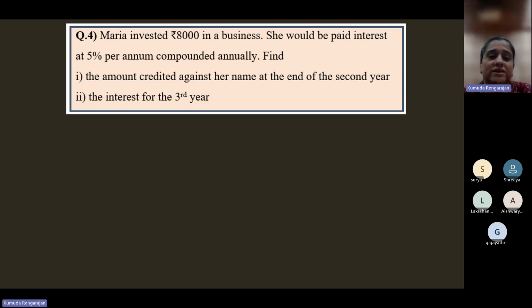Find the amount credited, not the interest. Amount directly. So find the amount credited against her name at the end of the second year. Then find the interest for the third year. Find interest only for the third year.